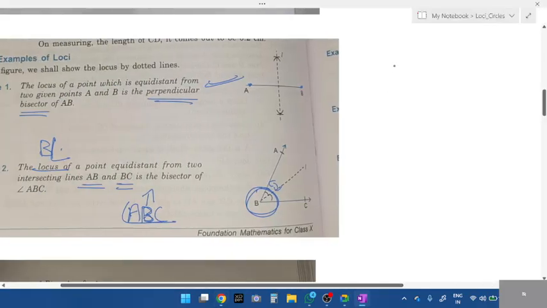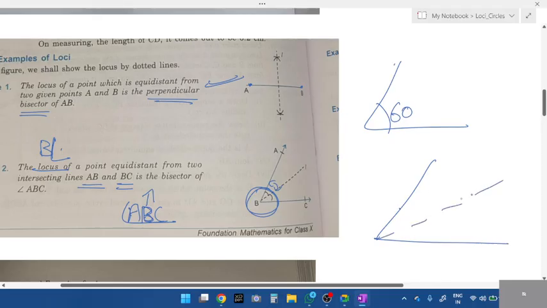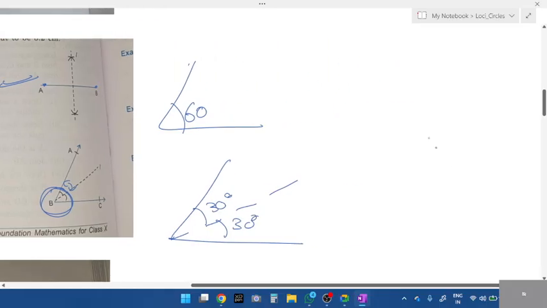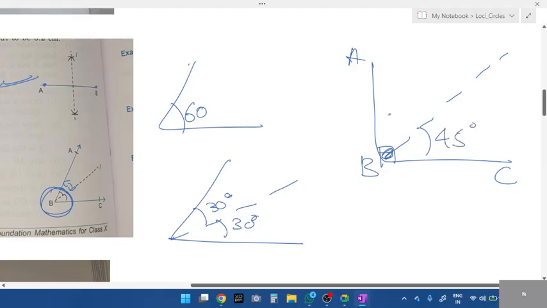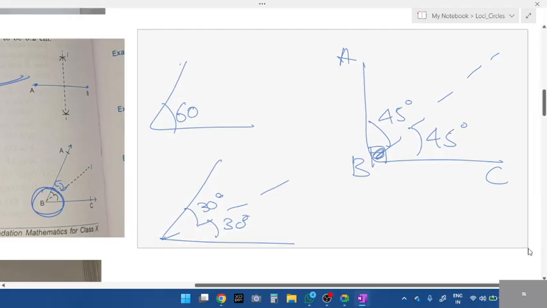In order to draw an angle bisector, first we need to know the angle, students. Angle of B. If it is 60 degrees, can you all respond? If it is 60 degrees, what will be half of it? On both sides, it should be 30 degrees and 30. If I take 90 degrees, then 45 each. If you want to draw an angle bisector, what will be the value? 45 and 45.